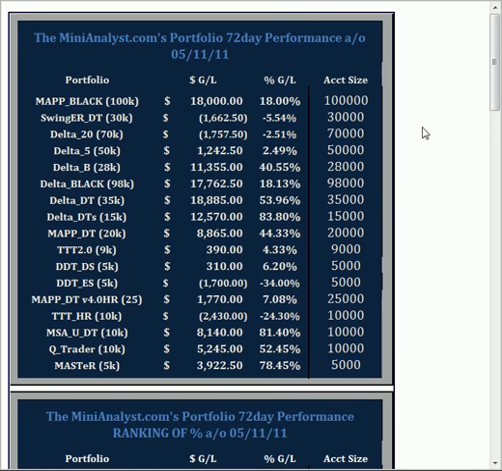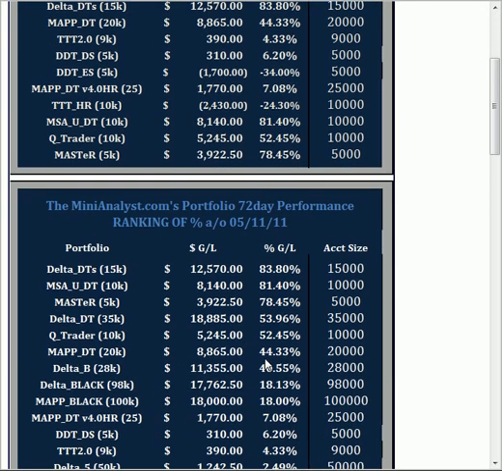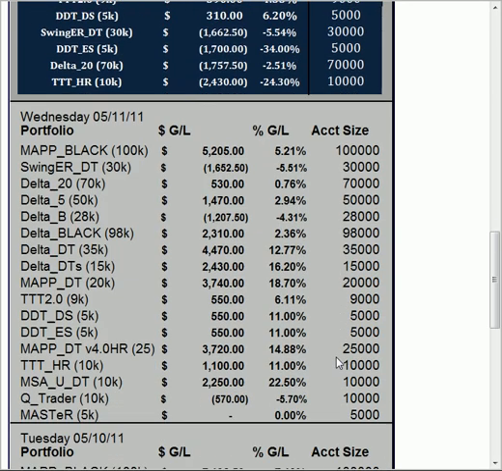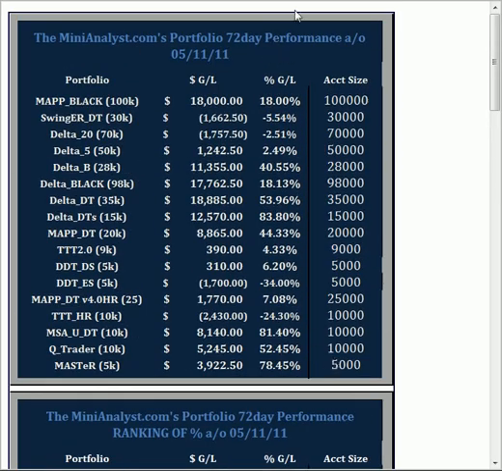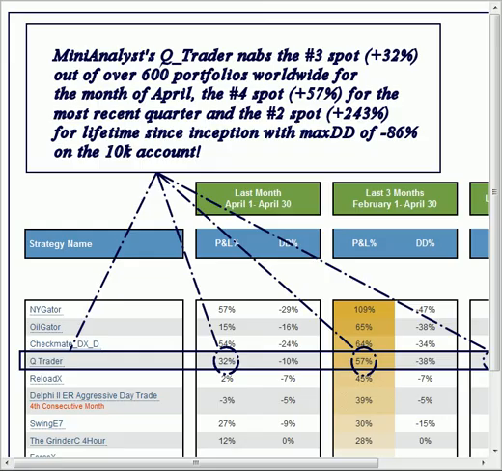But the Q Trader we need to talk about. Delta DTS is the portfolio to beat. MSAU DT is actually up there as well. Over the recent days, as you can see, they have been gangbusters. And on the Q Trader, I got this email the other day.